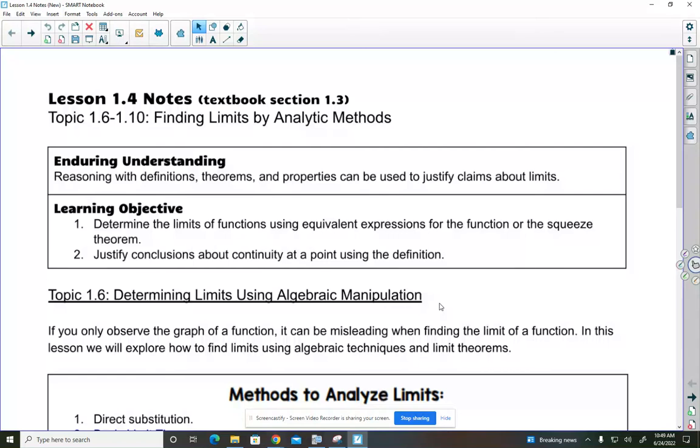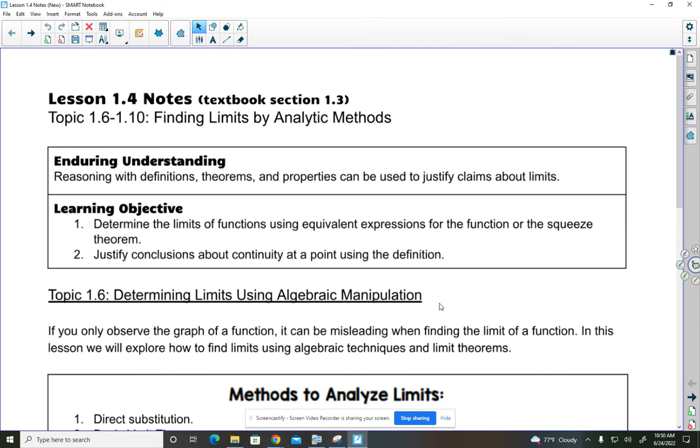Welcome to the video for lesson 1.4, Finding Limits by Analytic Methods. Here we finally get into more algebra, which might be exciting to some of you. Ultimately in this lesson, we are looking to evaluate limits, or find limits, using analytic methods. So more algebraic manipulation and other things.